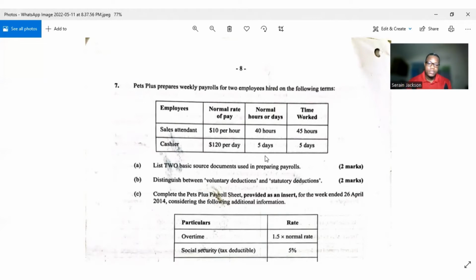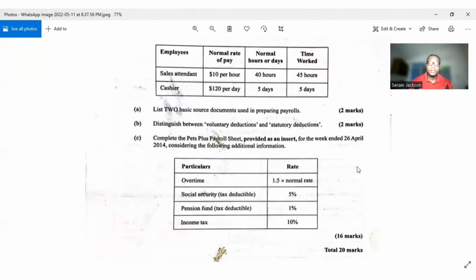Part C, it says complete the Pets Plus payroll sheet that's provided as an insert for the week ended the 26th of April 2014, considering the following additional information. Now this paper, 2014, the CXC examinations were not done in booklets. You were given a question paper and you were given an answer booklet. Nowadays, everything is in one. So it's one booklet with the questions, and then the space provided for you to answer. So you were given an insert in this instance where you should write in your information.